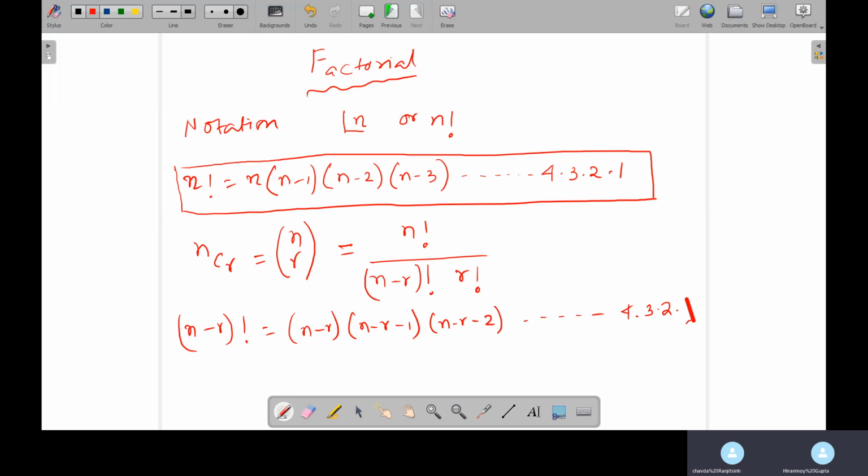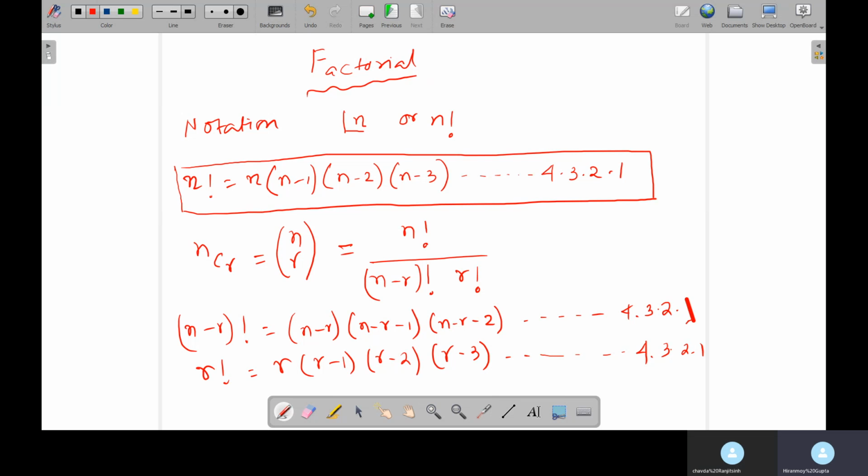In a similar way, if I say r factorial, what is r factorial? r factorial means r into r minus 1, r minus 2, r minus 3, up to 4, 3, 2, 1. Because there are so many values, we cannot write that many values. So that's why we are taking the help of dots. All the values are existing over there.